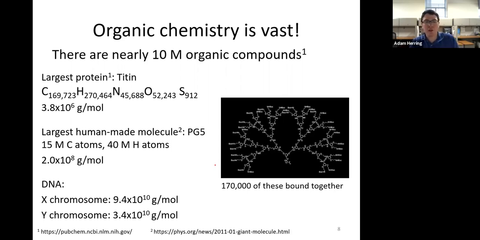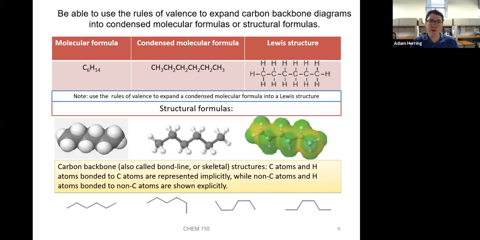So let's now start talking about how do we classify it? How do we talk about it? How do we interpret organic chemistry? So we've looked already at how we can represent molecules in different ways using the molecular formulas, the Lewis structures, the structural formulas, the carbon backbone structures. And you need to be able to use the rules of valence to convert between the condensed molecular formula and the structural formula. So I will walk you through what this process looks like.